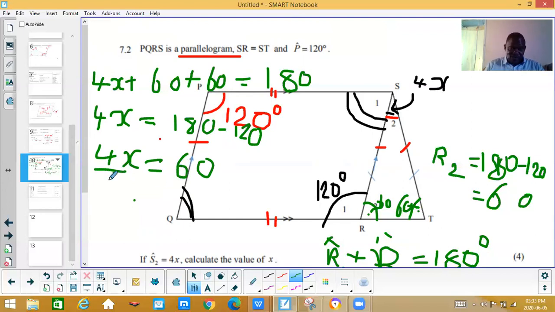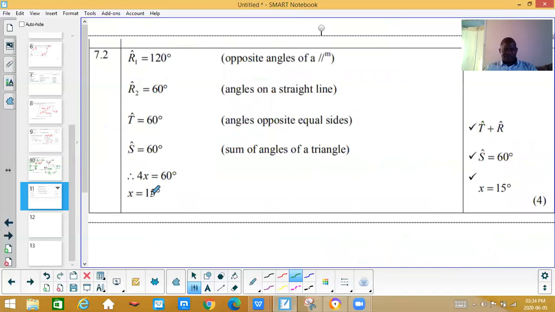Now you divide by 4 both sides. So you remain with x is equal to 60 divided by 4. 4 into 6 is 1 remainder 2, 4 into 20 is 5. So x is 15 degrees. This is what we have. Now, they work it out differently, but all the same, we have converged to the same answer.